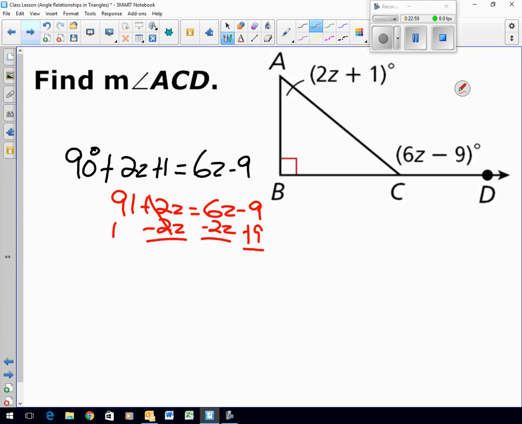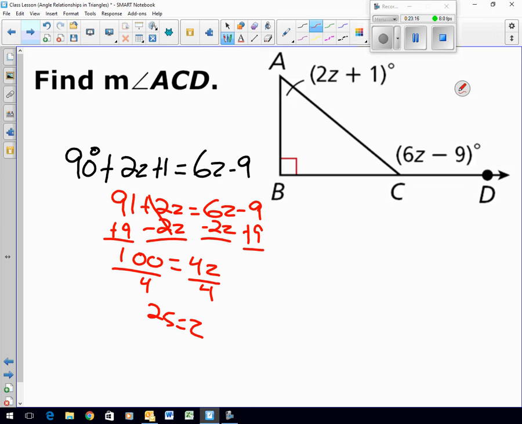Plus 9, plus 9. 91 and 9 is 100. 6z minus 2z is 4z. If I divide by 4, is that the final step? What is the final step here?